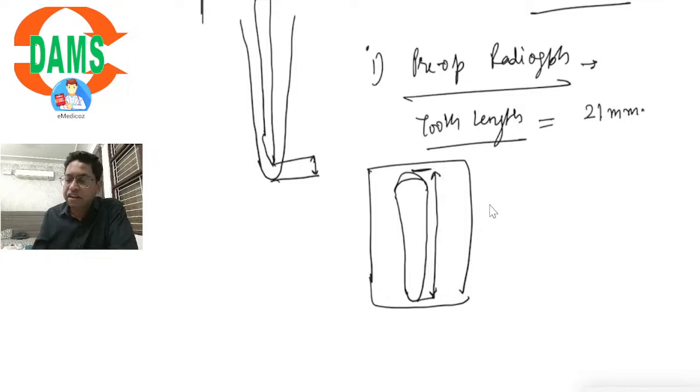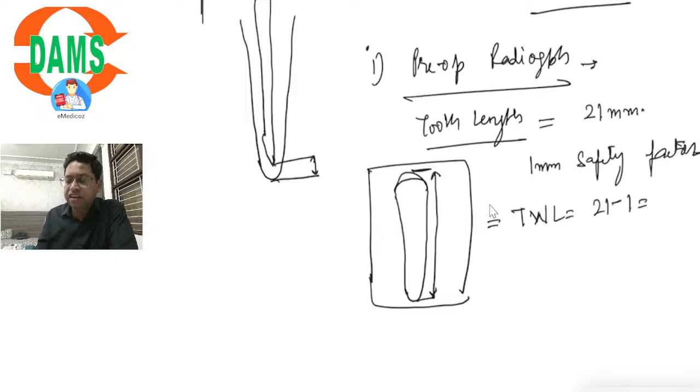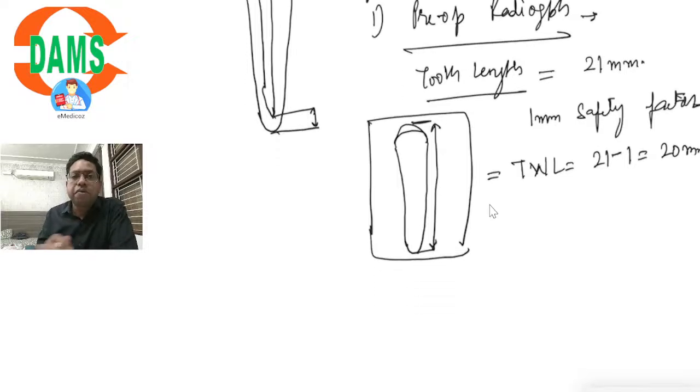Then we would subtract 1 millimeter safety factor, and it would give you a tentative working length of 21 minus 1, that is 20 millimeters. Isn't it simple? Because our purpose is that the root canal procedures should terminate 1 millimeter short of the apical termination, at the apical constriction. So we consider 1 millimeter as the safety factor. From the total length of the tooth, we subtract 1 millimeter and we get TWL, that is tentative working length.